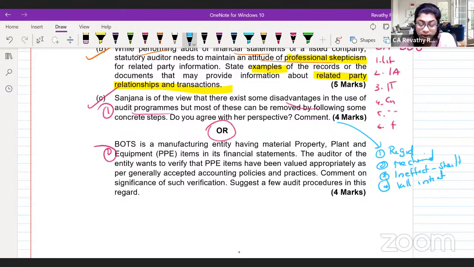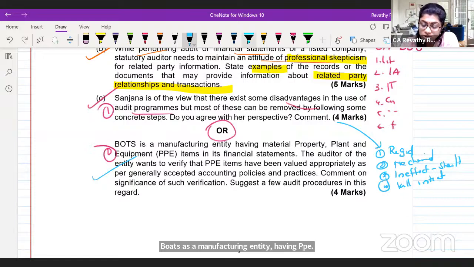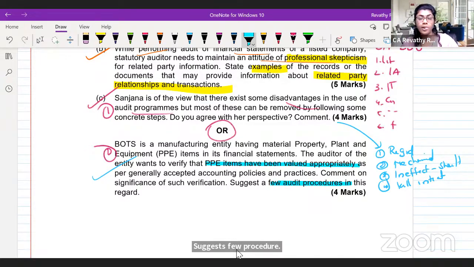Okay, done. Last. Boats is a manufacturing entity having PPE, material property plant. The auditor of the company wants to verify PPE has been valued properly. Suggest few procedures. I want your answer, then I will wind up. What are the procedures for verifying? Come on, few procedures. Tell me, guys. Few procedures.